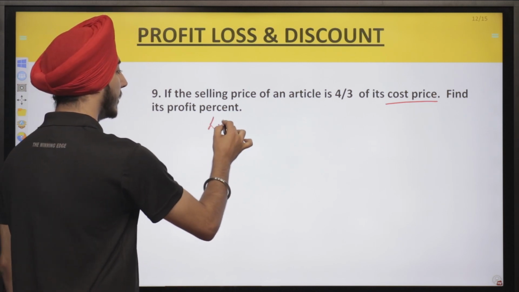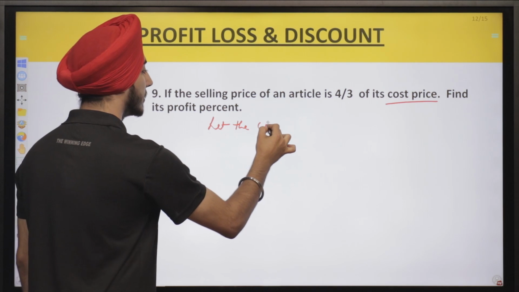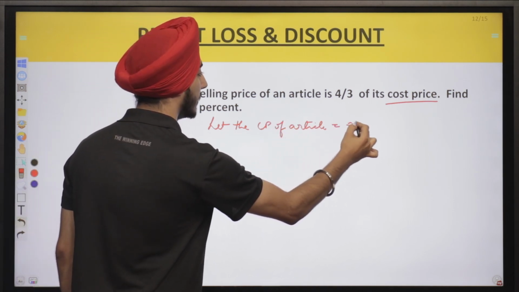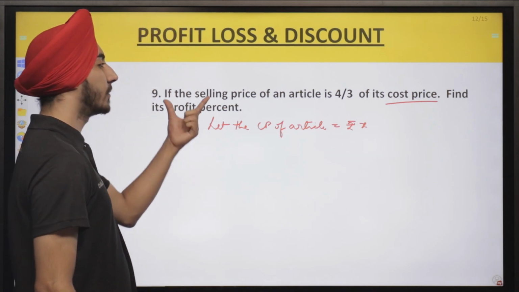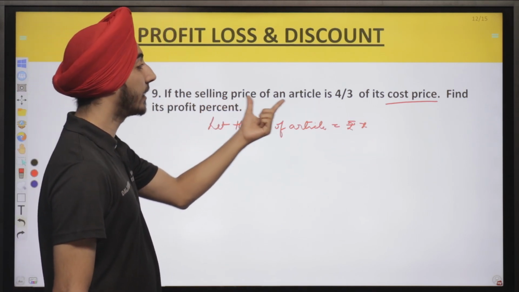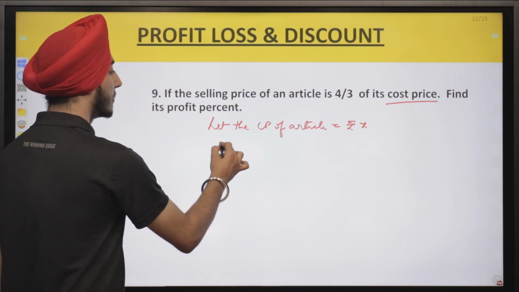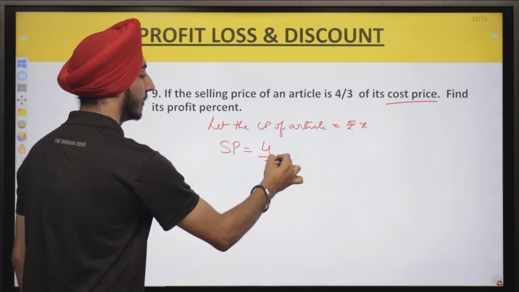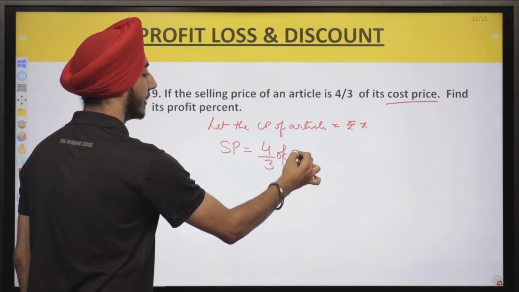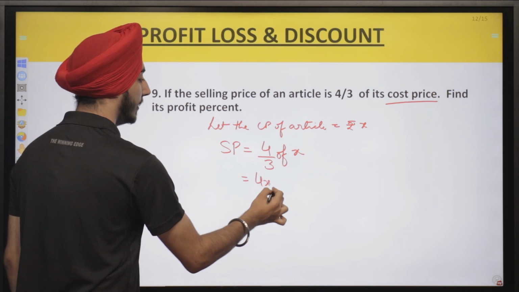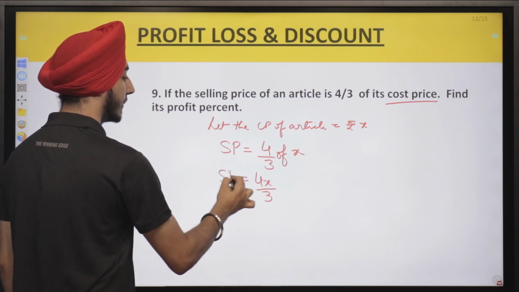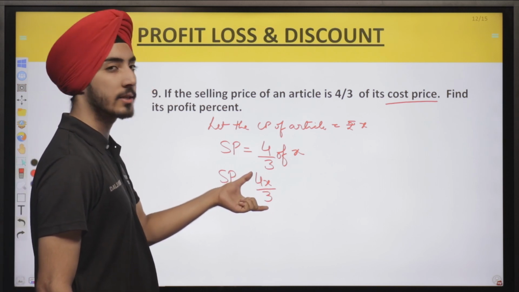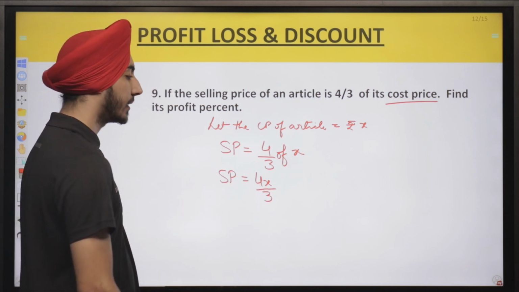ठीक है. So let's write down. Let the CP of article be equal to rupees x. ठीक है. अब what is the question saying? Selling price of an article is 4/3 of its cost price. So SP is 4/3 of the cost price. What is the cost price? X, which means 4x by 3 is your SP. Now see, whenever your denominator is bigger, it always means the fraction is bigger. ठीक है, मतलब आंसर 1 से ज्यादा आएगा हमेशा.